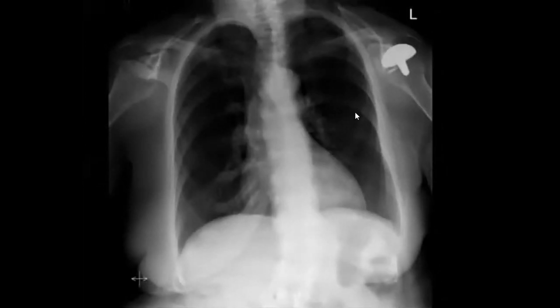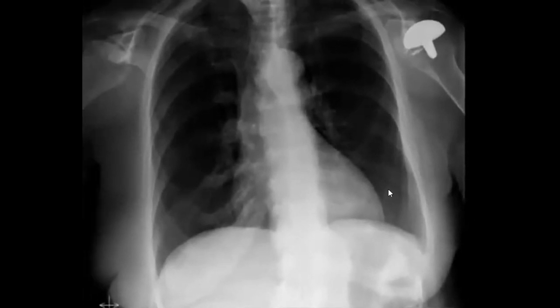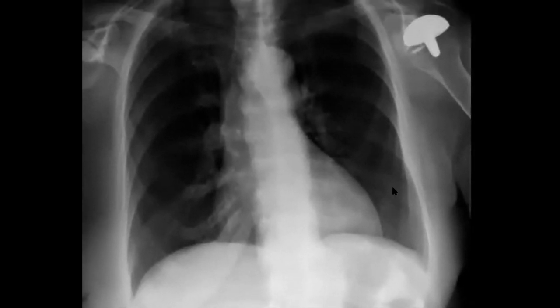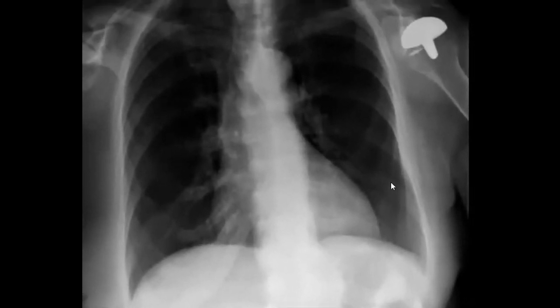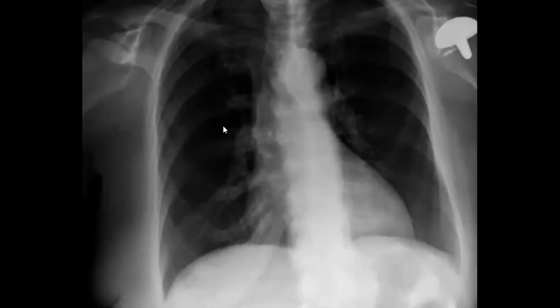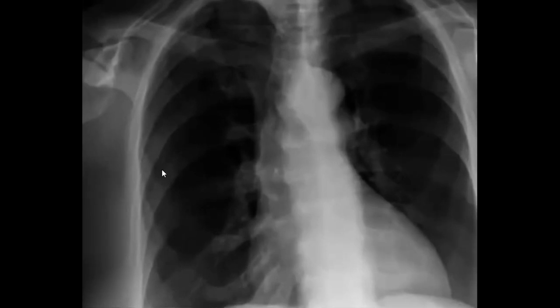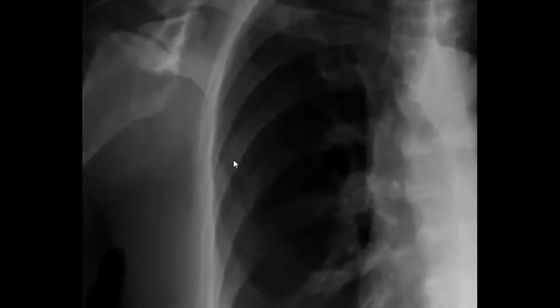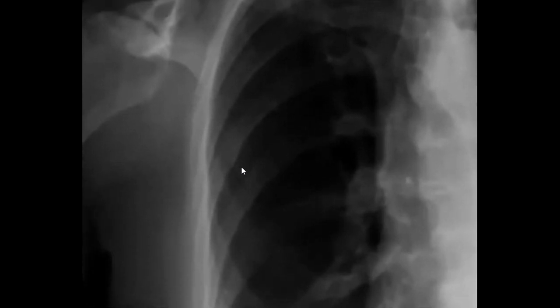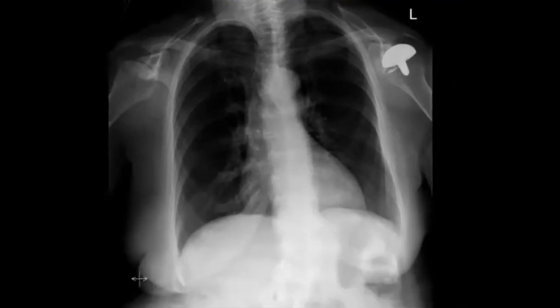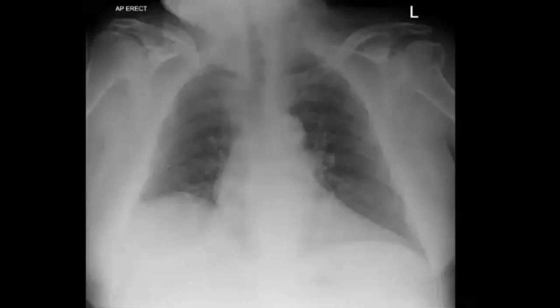I mentioned to you, the bone is one of the important checklist items in the rapid reporting and in the spotting exam. Not a very easy one, but there is a fracture here. Okay. This one is an easy one.